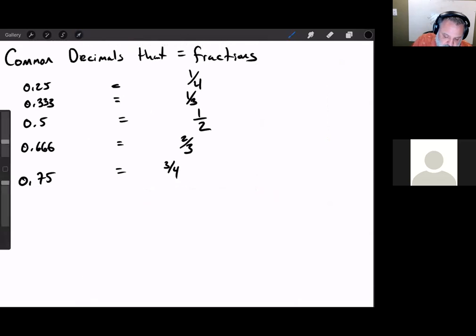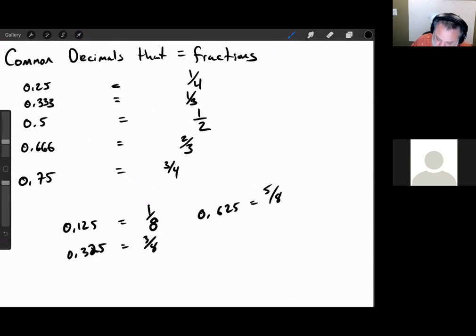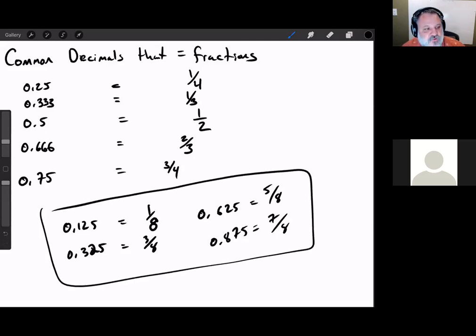Now, here are the common ones, but there's also, just real quick, these are the halves, the thirds, and the quarters. There's also some eighths. 0.125, that's 1/8. 0.375, that's 3/8. 0.625, that's 5/8. And 0.875, that's 7/8. These by far only show up in the most advanced difficult problems, but I did want to at least have them written down for you so that you could see these decimals and the fraction values that they hold.